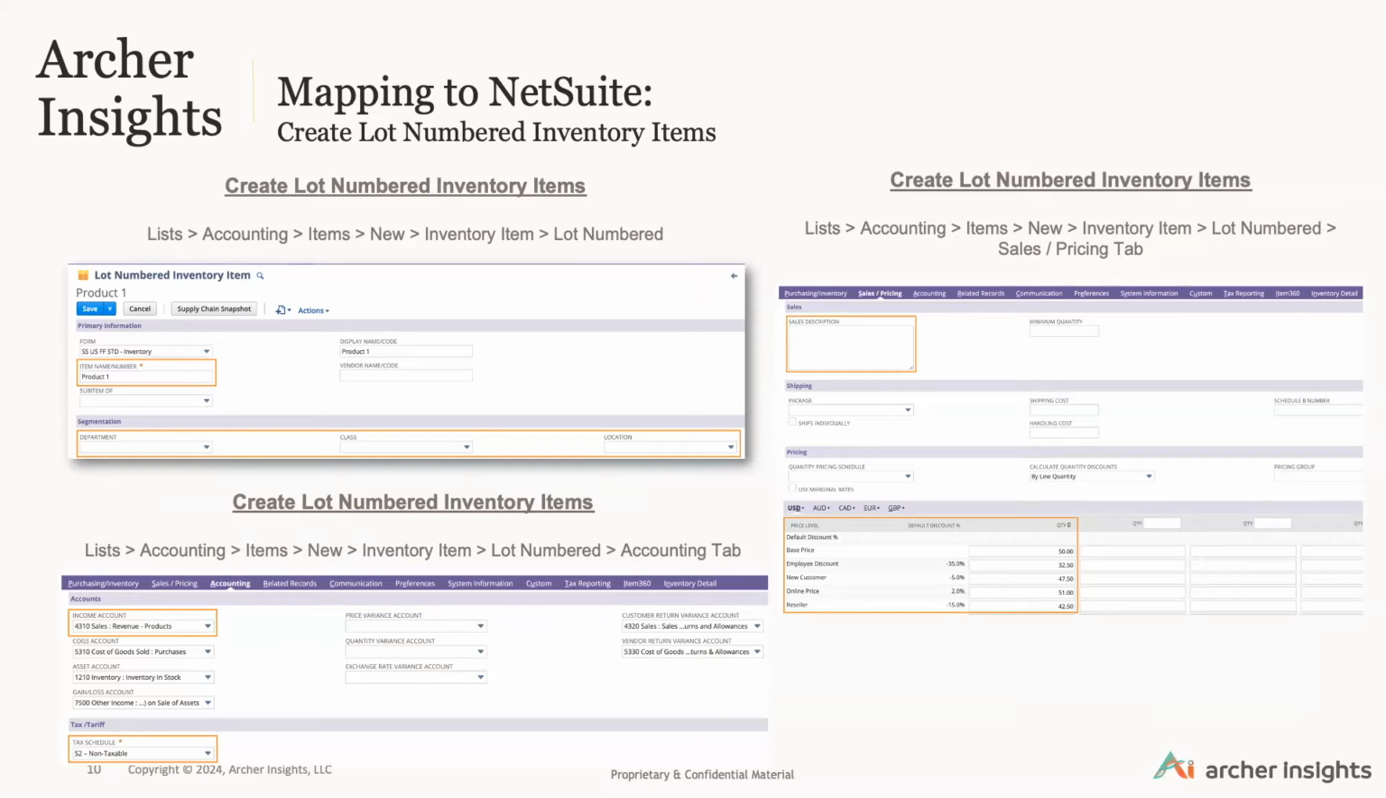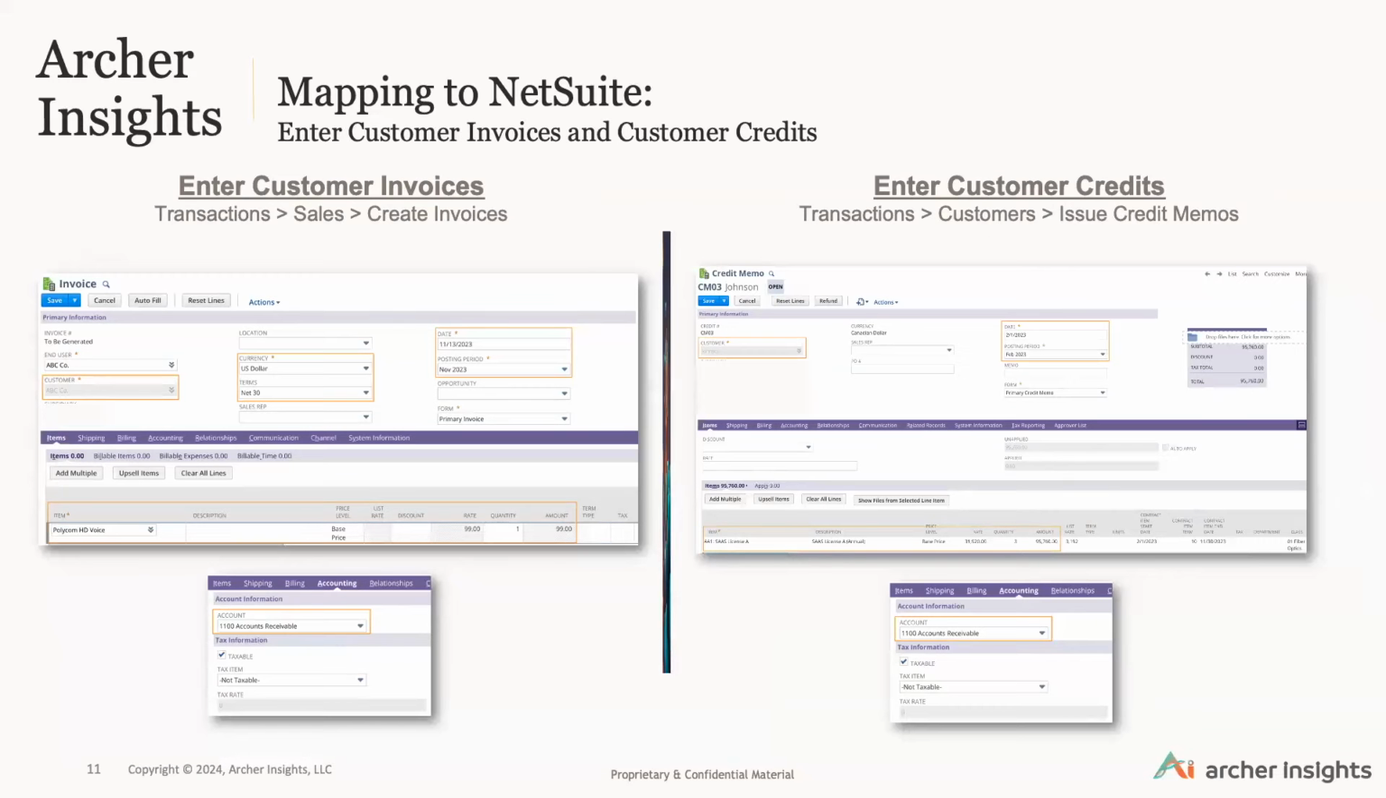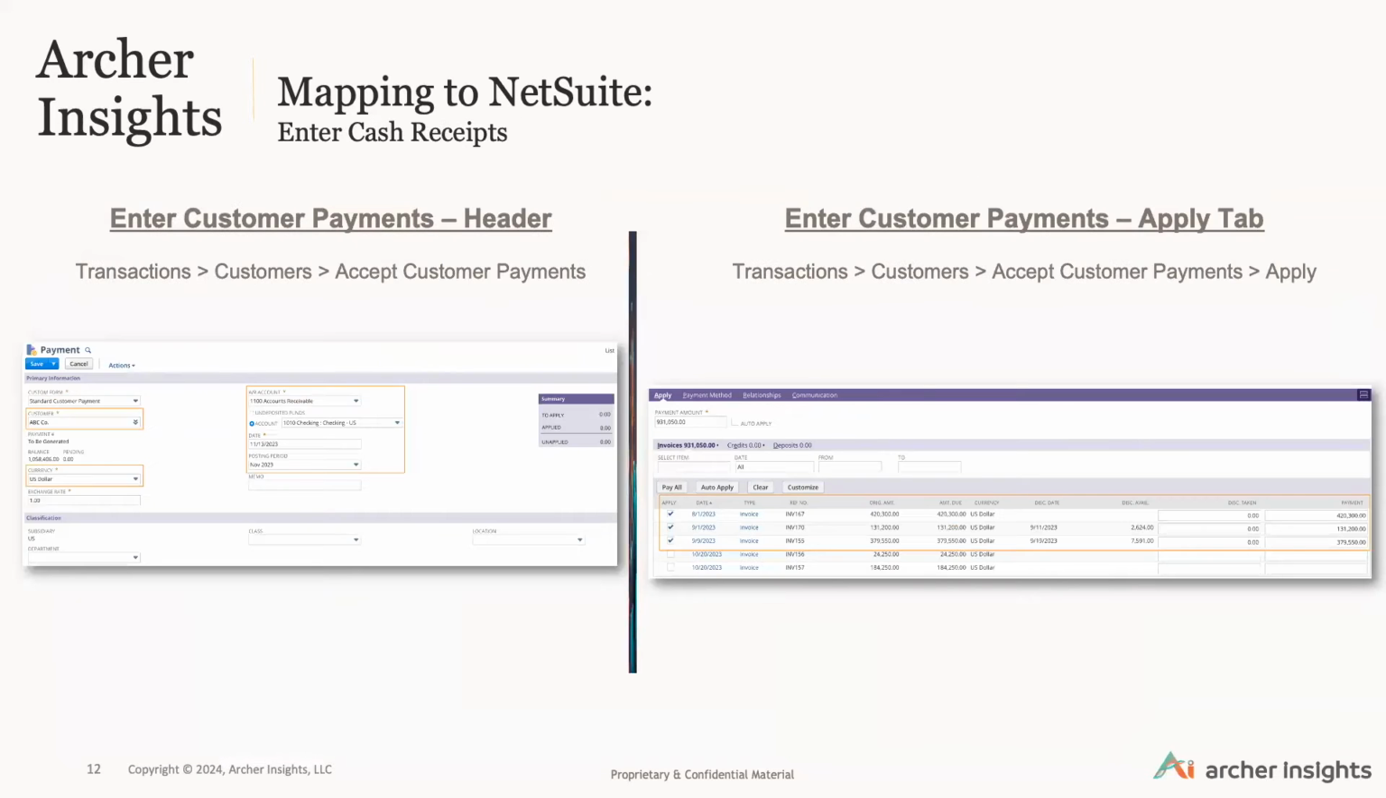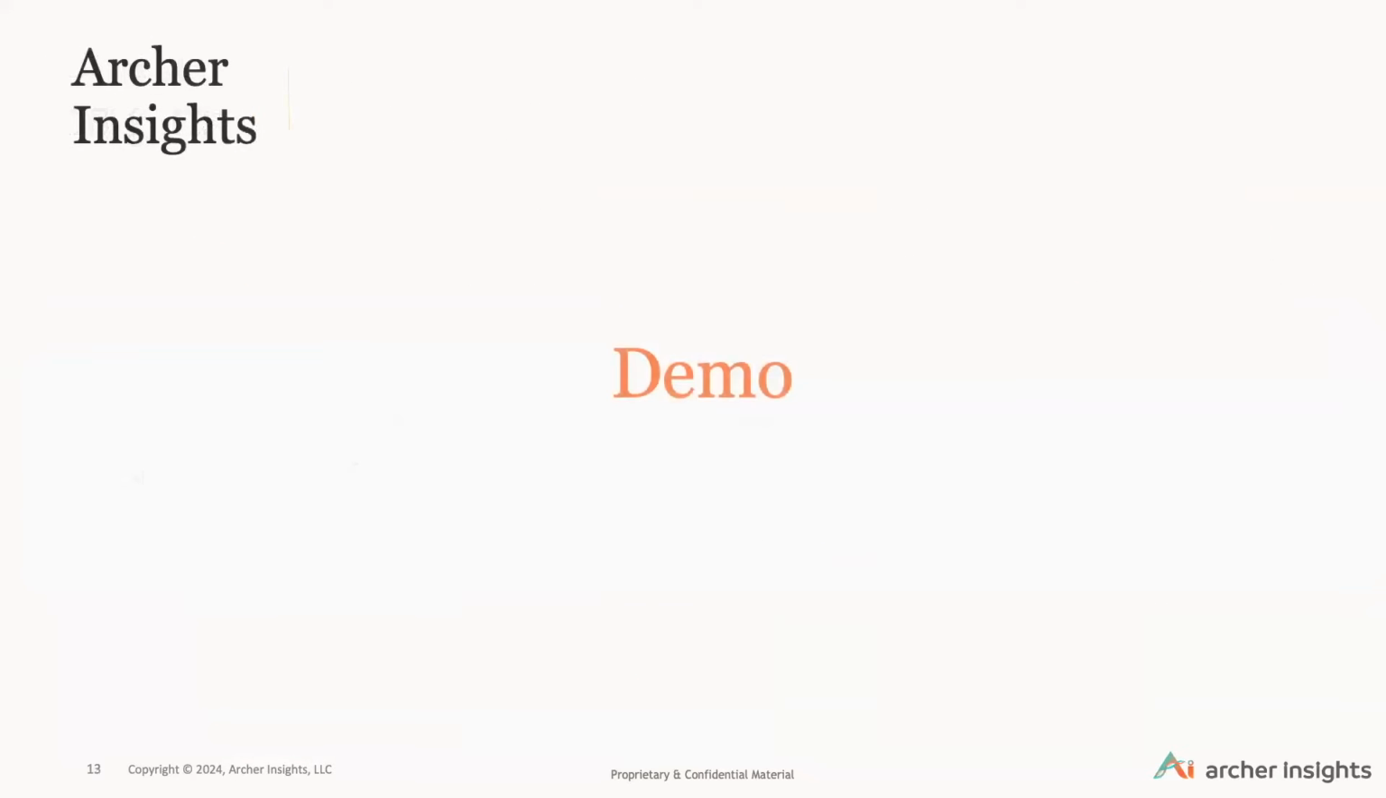Here are screenshots of a lot-numbered inventory type item highlighting some of the key fields. Here are screenshots of an invoice and a credit memo. Here are screenshots of the payment task, header information, and payment transaction details. Let's jump into a NetSuite demo account to see how it works.